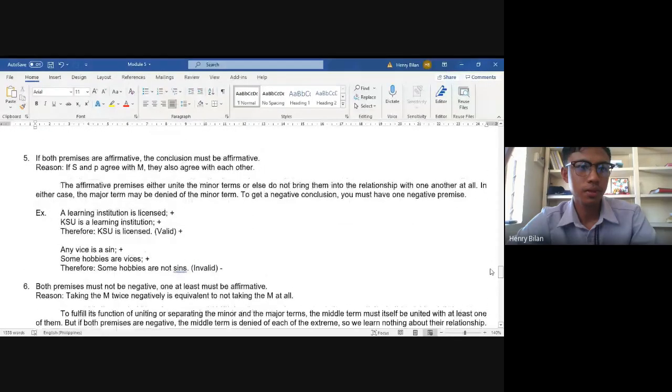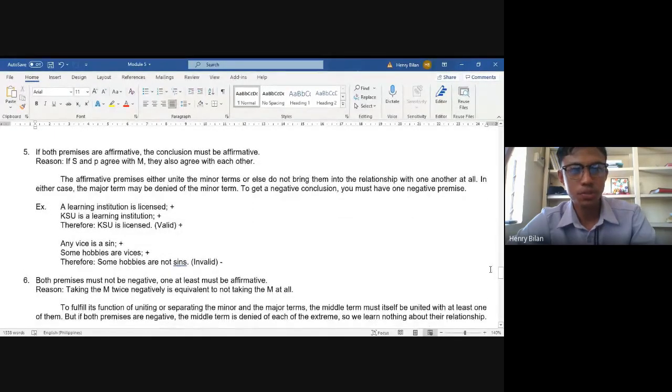Number 5. If both premises are affirmative, the conclusion must be affirmative. So, our example here. If the major and the minor premises are affirmative, so plus plus, our conclusion must also be affirmative. Hindi pwedeng negative. So, pag naging negative, magiging invalid siya. Two affirmative premises cannot result to a negative conclusion. It should be a positive or affirmative conclusion. Okay?